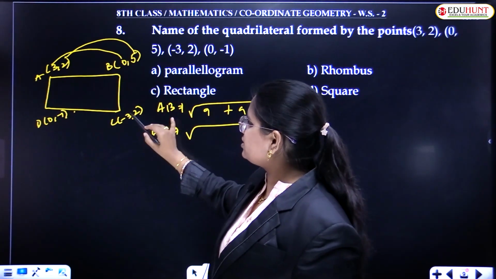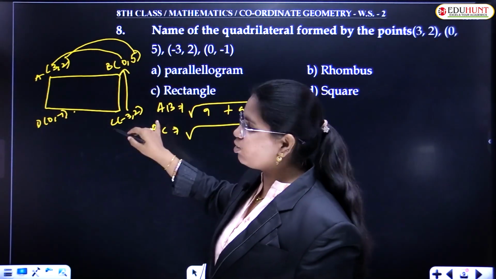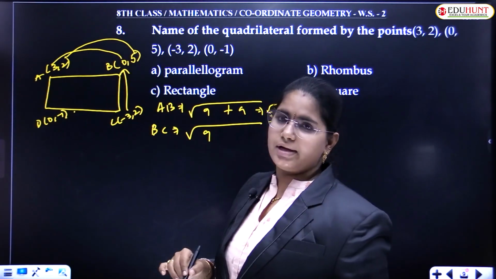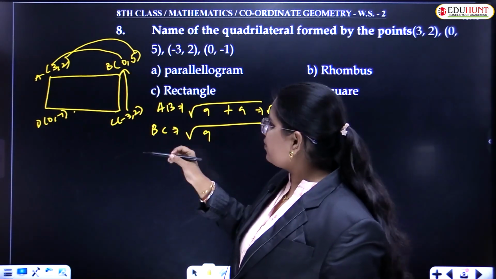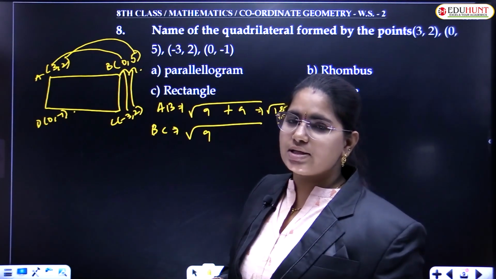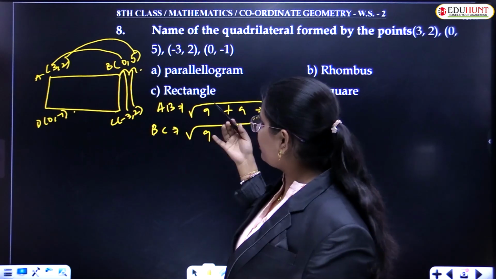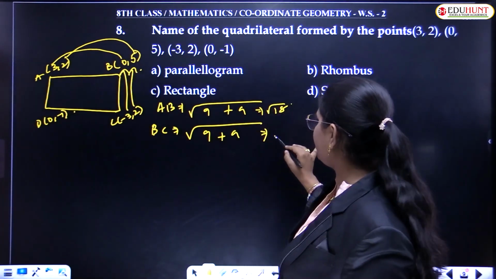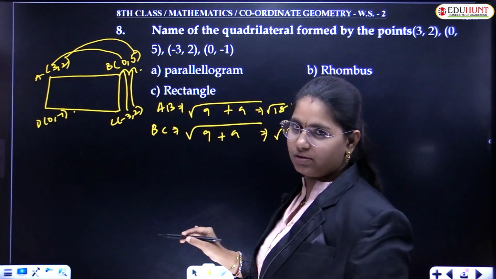What is the value of BC? Minus 3 minus 0 whole square, minus 3 whole square is 9 again. So 2 minus 5 whole square is again 9. So 9 plus 9, which is root 18 again.